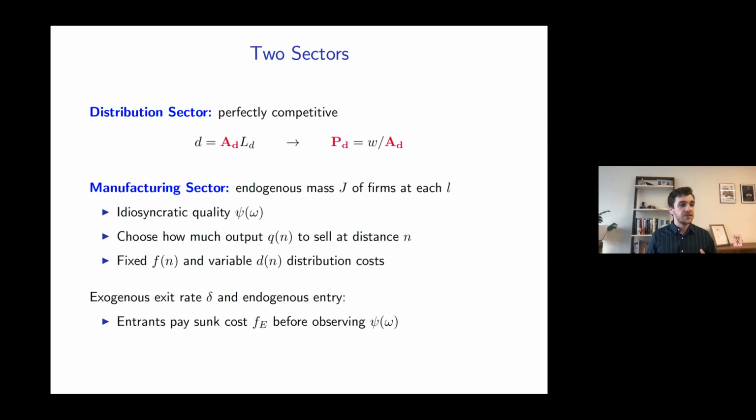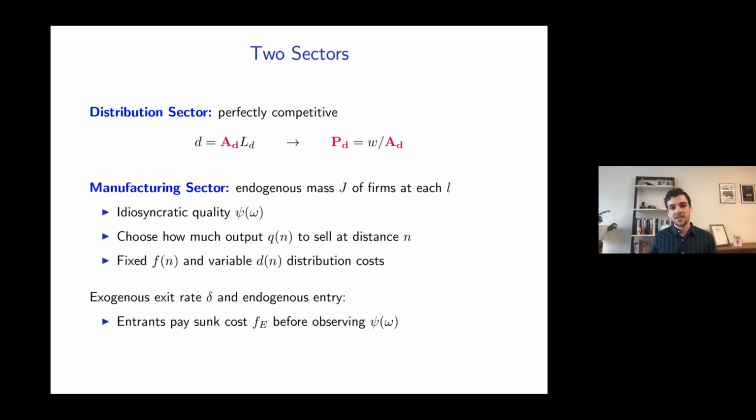Now, what are the two sectors these workers can work in? There's a distribution sector, which we're going to assume is very simple and perfectly competitive. But what really matters is the TFP of the distribution sector, right? So distribution services are linear in labor. And so one of the key parameters in this model that we're interested in is the TFP of the distribution sector, or equivalently the price of distribution services.